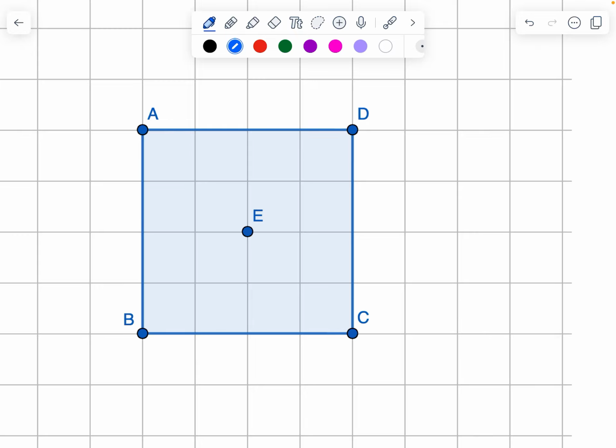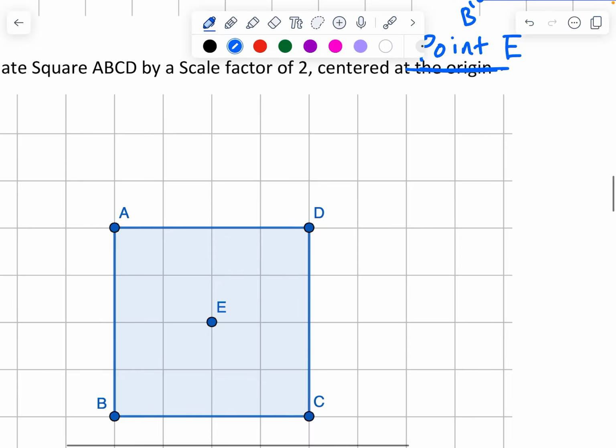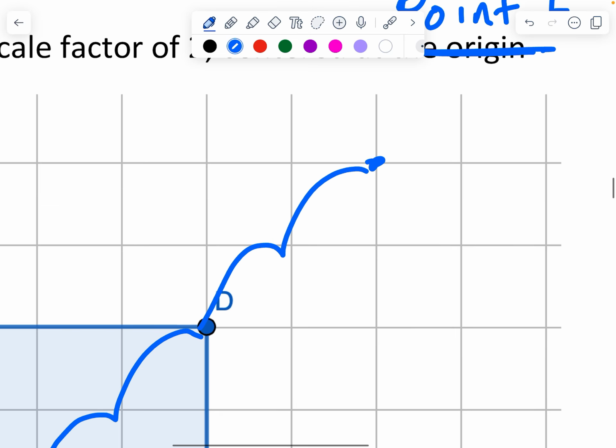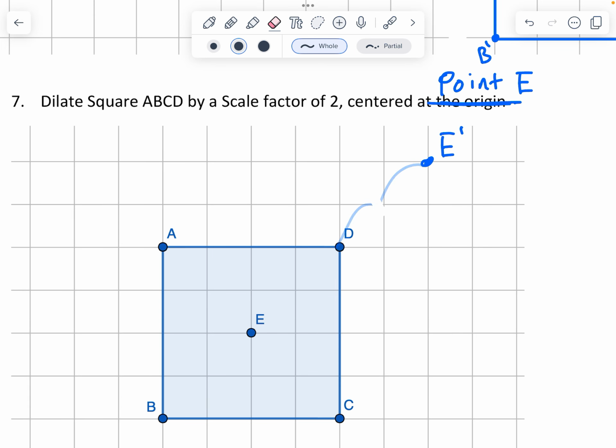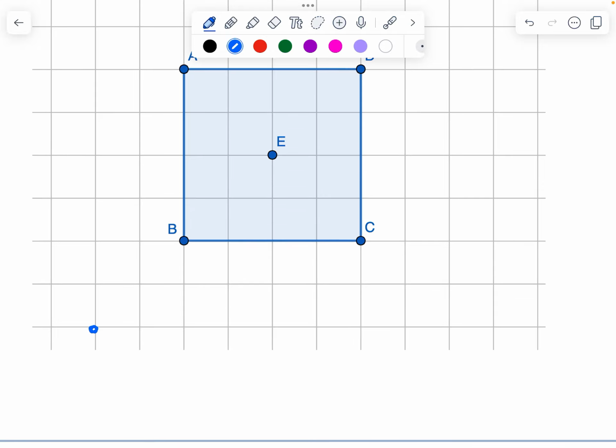Well, you're pretty much just doing the same thing, right? So here we've got this point in the middle. That means everything's just moving away from E. So D is 2 diagonals away from E, so we can go 1, 2. So D prime is going to be up here. And it's actually the same case for all the shapes. They're all 1, 2, 1, 2, 1, 2, right? So we can just move them all 2 diagonal spaces away from E.